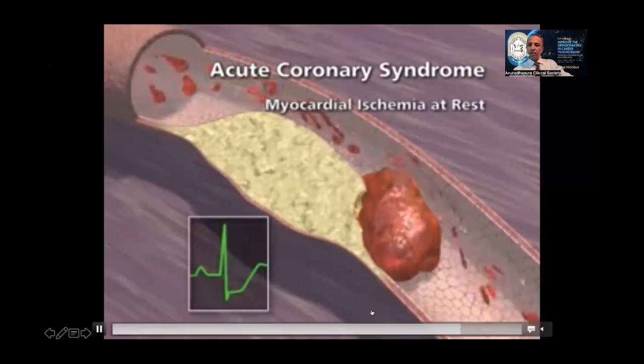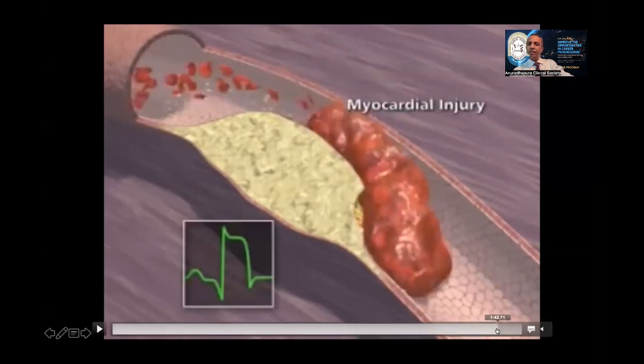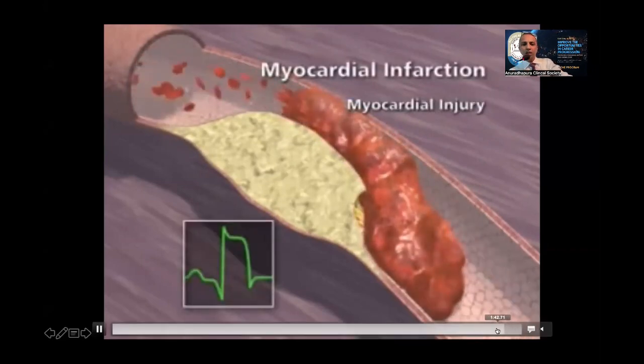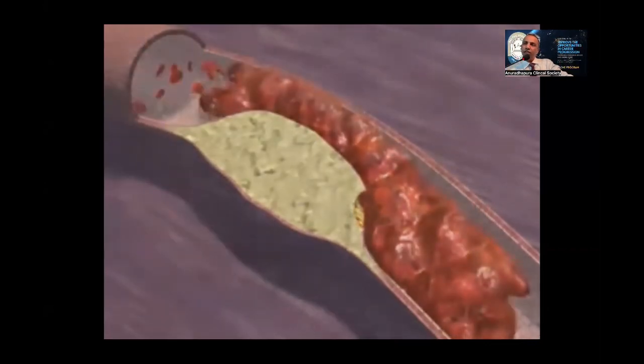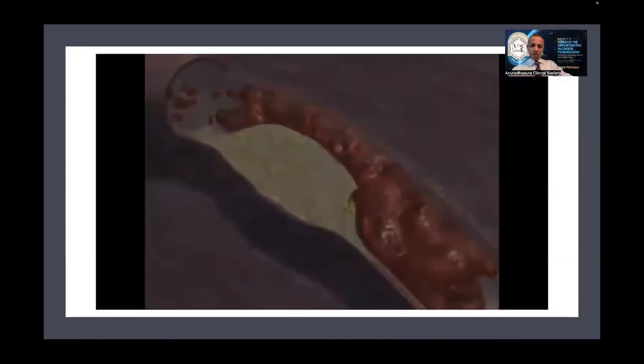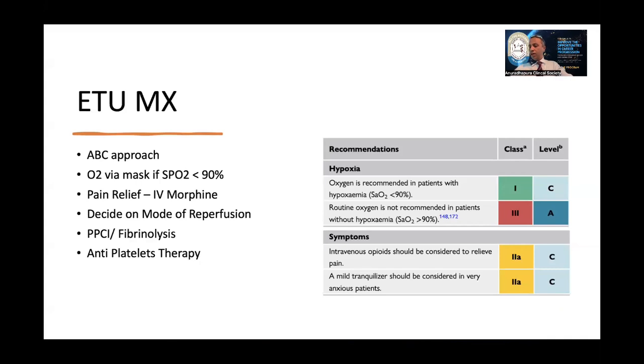When it progresses beyond a certain limit, you get a STEMI like this, fully blocked. There is a clot inside the coronary artery, which is a platelet clot with fibrin and red blood cells deposited. So how do you approach it? In this patient admitted to the ETU, we look at airway, breathing, and circulation, and give oxygen only if saturation is down.